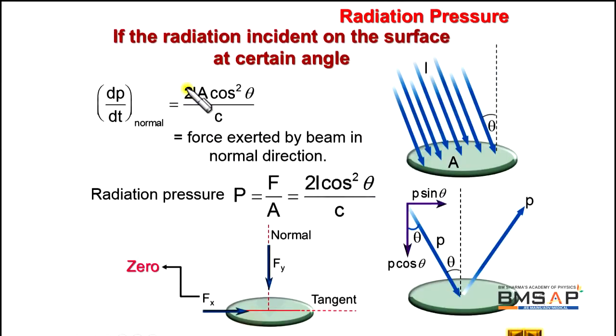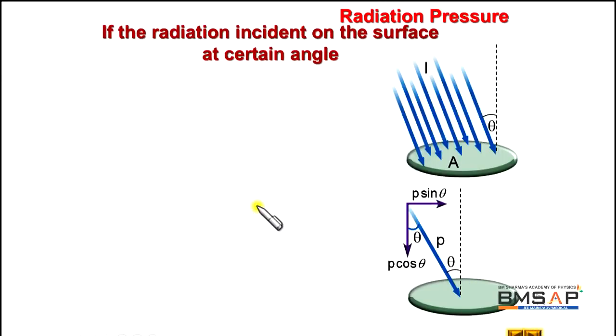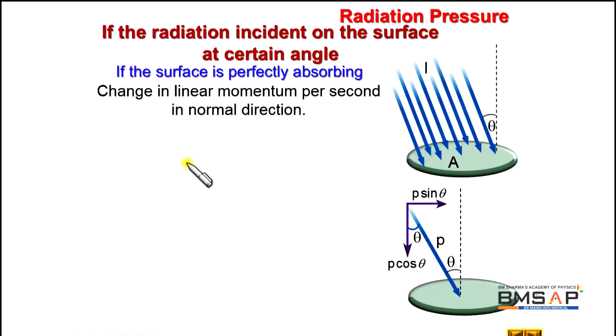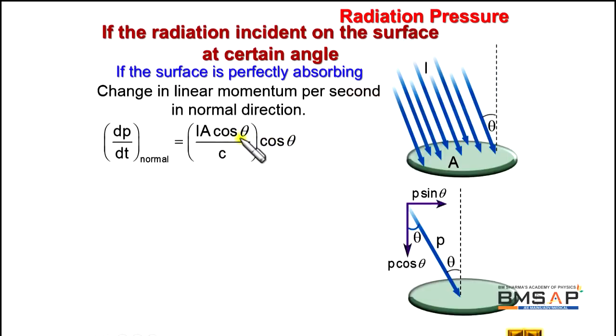Instead of writing this 2 term, this should be equal to Ia cos square theta divided by C. So, we can write the change in linear momentum in the normal direction per unit time, that is delta p by delta t in the normal direction, equal to Ia cos theta divided by C and cos theta, and this is nothing but, as we discussed, Ia cos square theta divided by C.